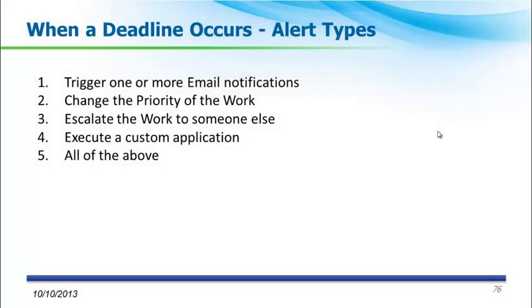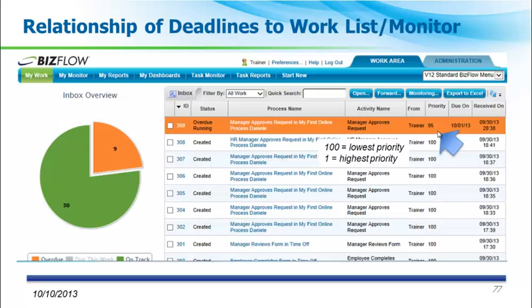When a deadline occurs, there are different types of alerts that you can use. One example is when a deadline occurs, you can trigger an email, and you can trigger one or more email notifications. You'll see when you set up deadlines how you can specify different types of emails coming off of one deadline event. You can change the priority of the work in the work queue. I'll show you what that looks like.